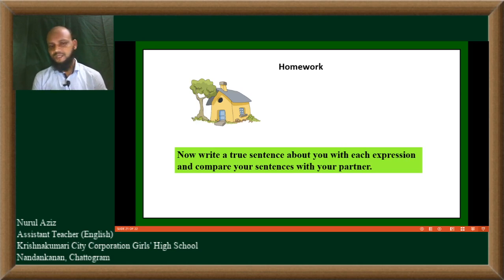So we have a homework for you. Now write a true sentence about you with each expression and compare your sentences with your partner. So what do you have to do? You need to go back to the previous activity. Write true sentences about you, like the sentences we have written here, and compare your sentences with your partner. Partner means you can do it with your sister, brother, or even with your parents. This is a very interesting activity. Try to do it yourself at home.